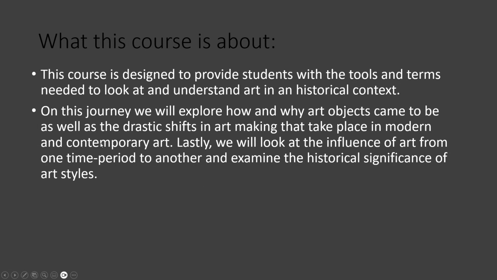What this course is about. It's designed to provide students with the tools and terms needed to look at and understand art in a historical context. We're going to explore how and why art objects came to be, as well as the drastic shifts in art making that take place in modern and contemporary art. Lastly, we'll look at the influence of art from one time period to another and examine the historical significance of these styles. And things really will lead one to another.